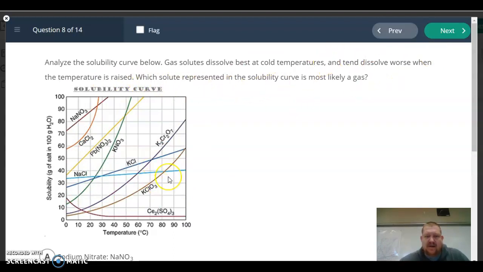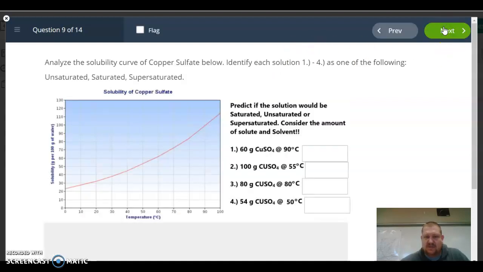All right, now the answer to this is not a gas. I don't want you going home and thinking that whatever this answer is, it's a gas, but it's not. We're trying to find which one is most likely to be a gas based on how it responds to increasing temperature. As the temperature goes up, we're looking for the one that starts dissolving worse, that does not do as well, maybe less solute.